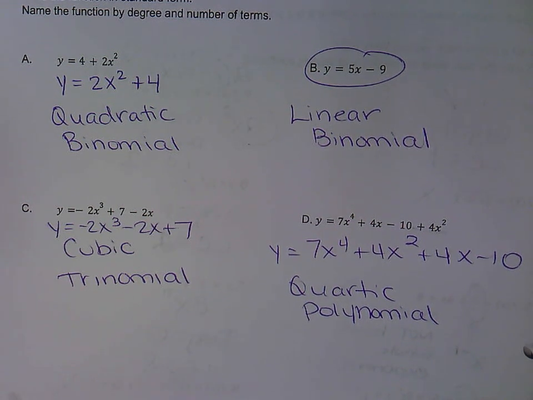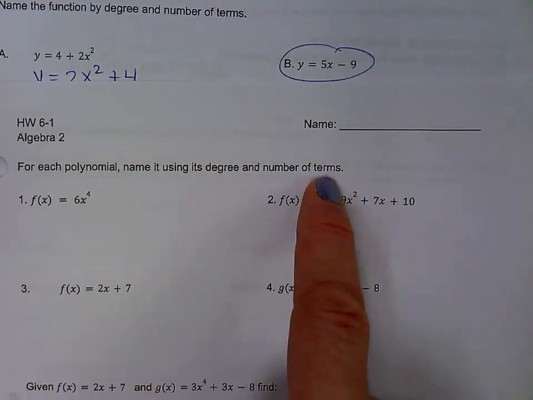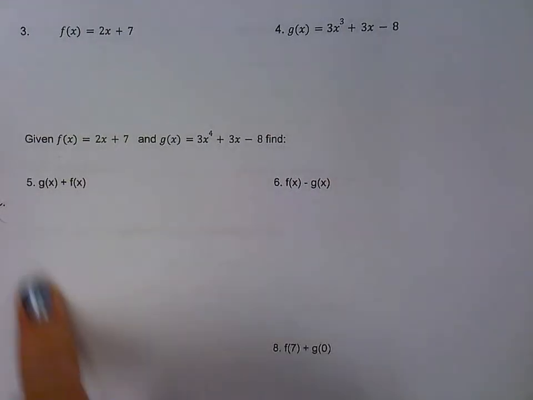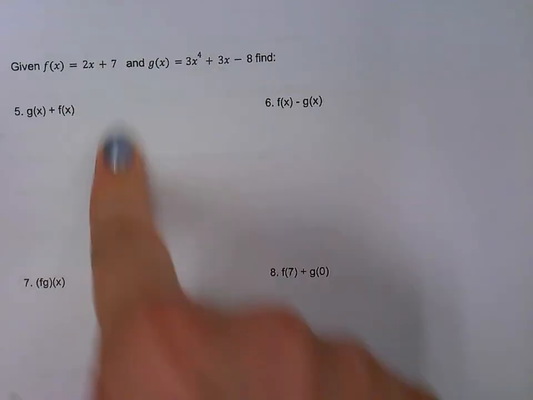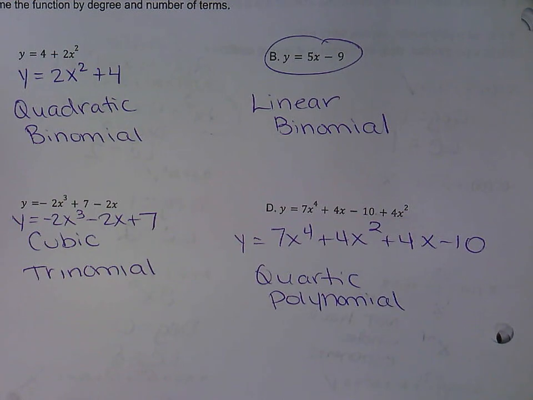Homework 6-1, the front page, you could do all 4 of these questions, name it using the number of terms. You're going to have to wait on 5 through 8 because that's on adding, subtracting, multiplying, and that's it. So you could do half of homework 6-1 today, half of it tomorrow. Turn to page 601. Page 601.